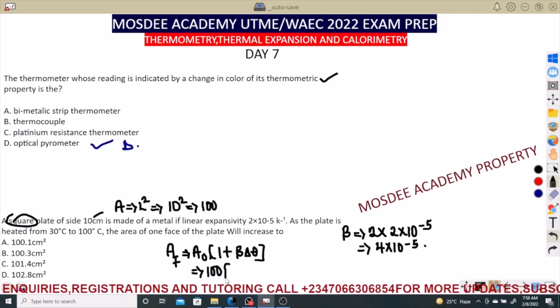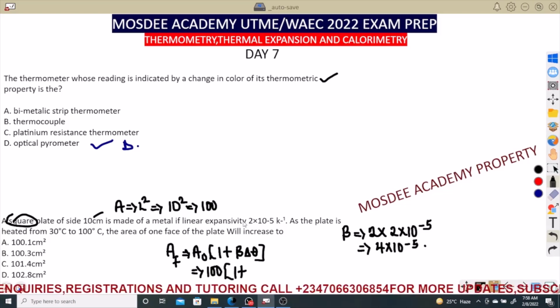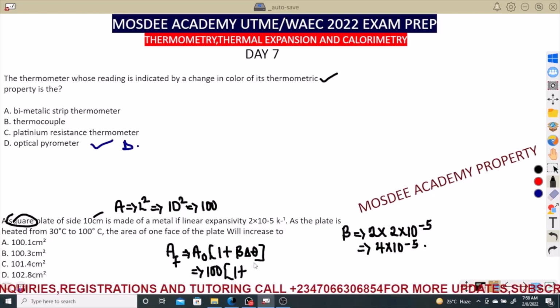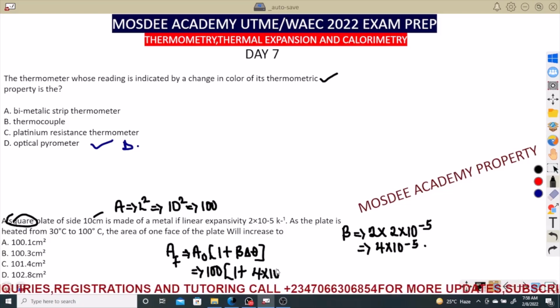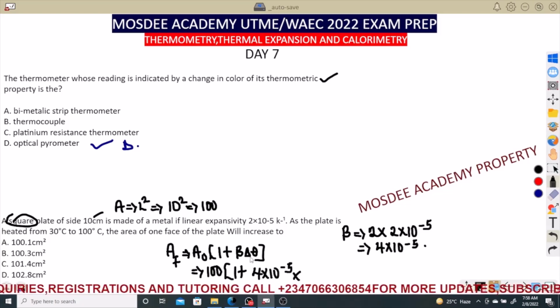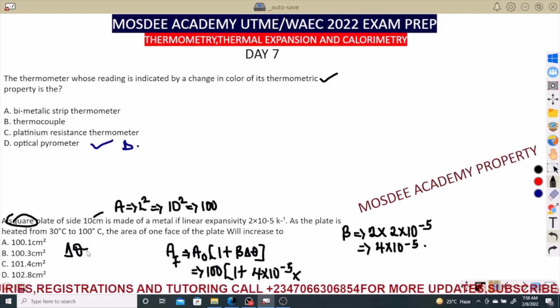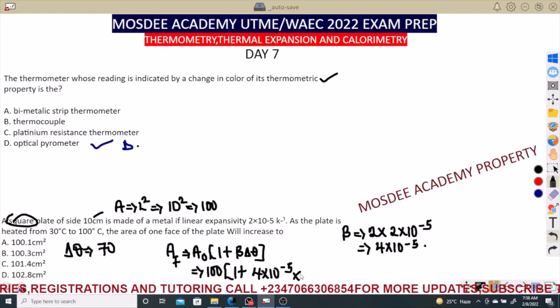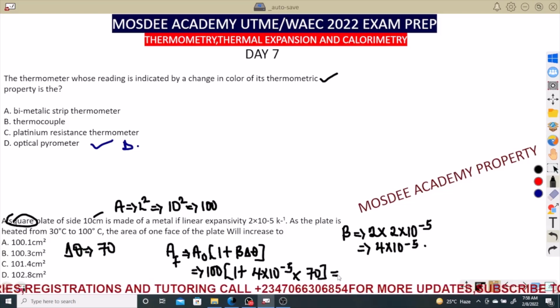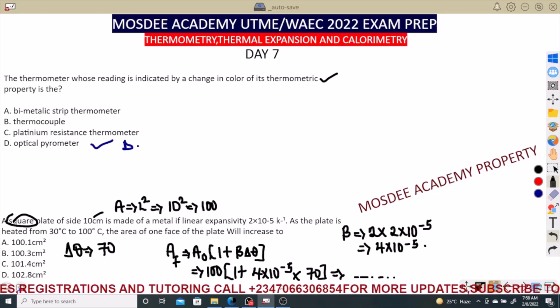We open a bracket: 1 plus beta, we just change from linear to superficial, to area. So that is 4.4 times 10 to the power of negative 5 multiplied by the change in temperature, which is always final temperature minus initial temperature. So the change in temperature is 100 minus 30, which is 70. On simplification, you get the answer to this. Like I do say, do the one in the bracket first, multiply this with this. It's very simple to multiply. I can help you. So this is 2.20 times 10 to the minus 4 plus 1, and multiply by 100. So you say multiply by 10 raised to power 2.